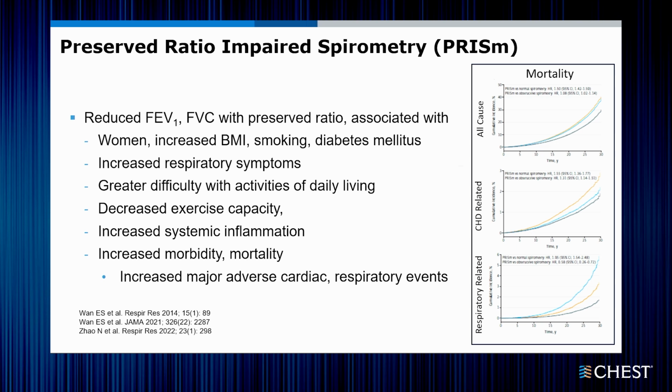These patients have increased respiratory symptoms, they have increased difficulty with activities of daily living, they have worsening exercise capacity. Some individuals have looked at markers of systemic inflammation and found them to be increased. And this is probably the best and largest mortality study that I found posted on the right-hand side here. And you can see that the curves really start separating in about 5 years or so, suggesting that individuals with PRISm may have an increased rate of all-cause or coronary heart disease or respiratory-related mortality over longer periods of time.